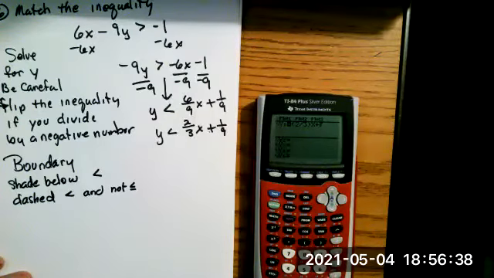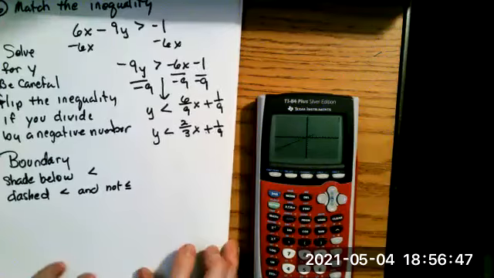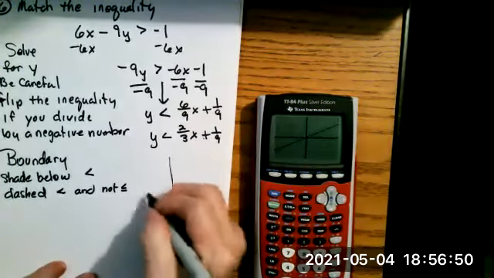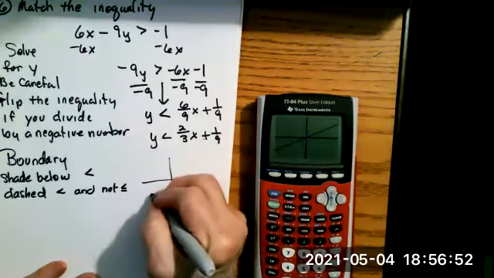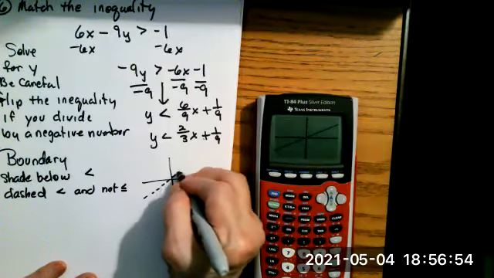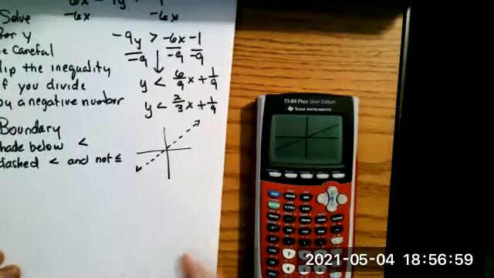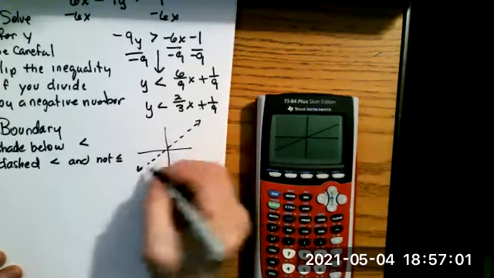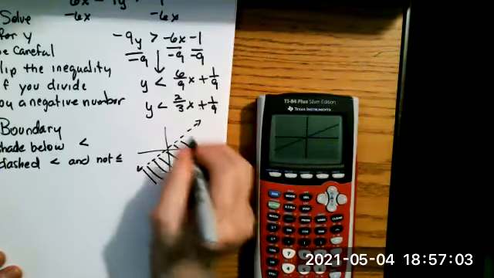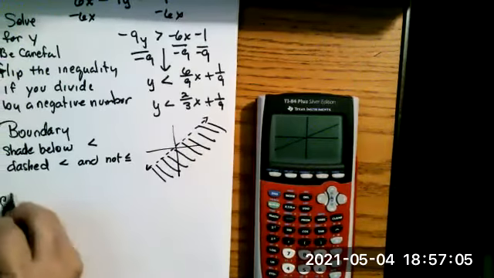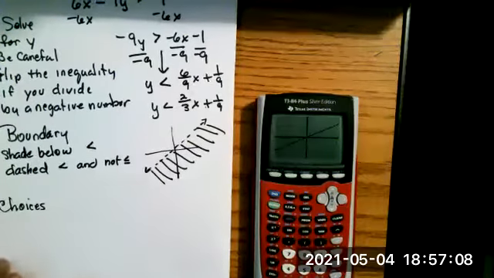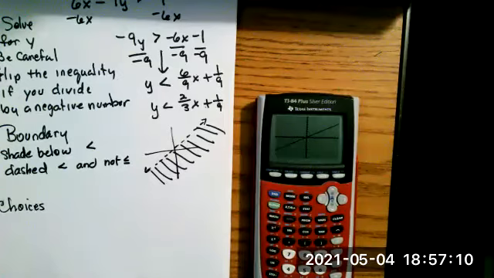So I'm going to put in 2/3 x plus 1/9, and I'm using parentheses around my fractions. I know my calculator will do it, but your calculator might not. So you see you get a line that goes through here, and it's almost to the center. It's just not quite. Remember, it's dashed. All of the ones that we had selected were dashed. And because it's less than, I'm shading below. So there's the picture.